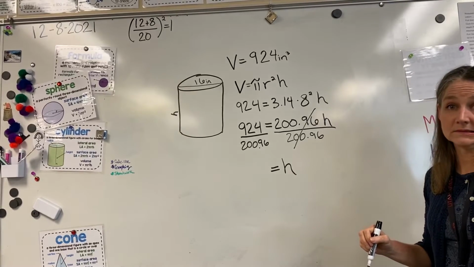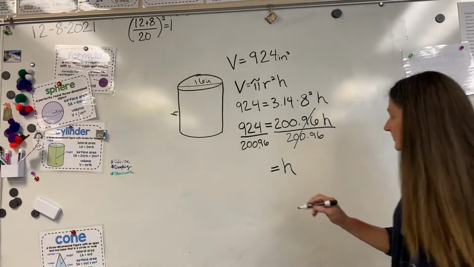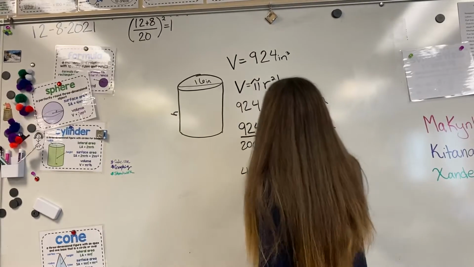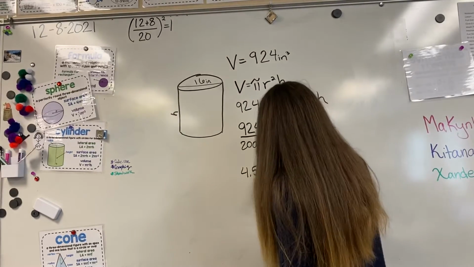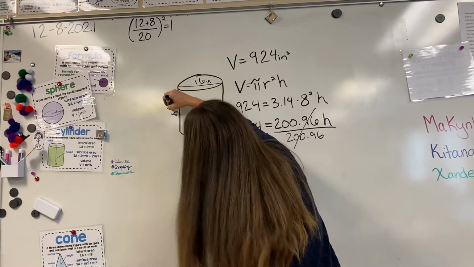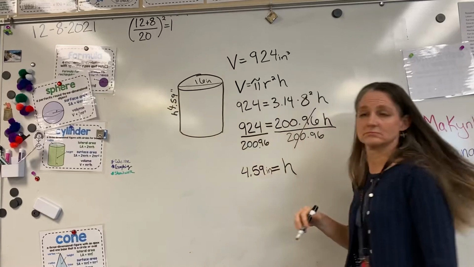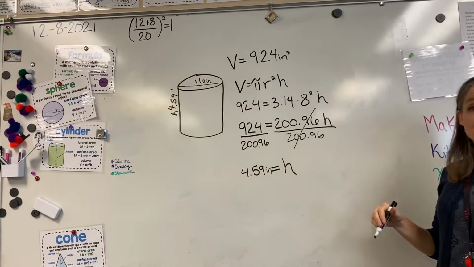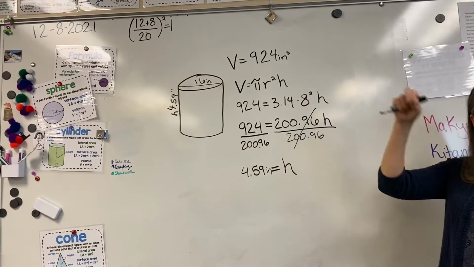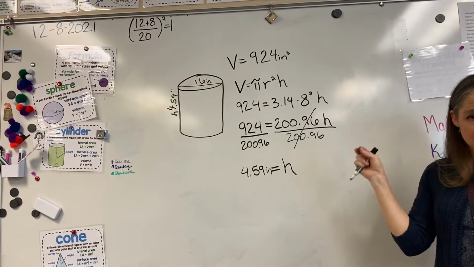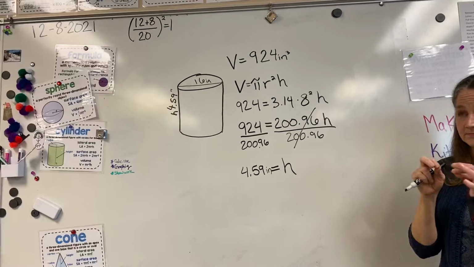Braddock. It says 4.59. 4.59 what? I started with inches, so it's inches. So my height is 4.59 inches. Cubed? Nope, because it's just the height, so you're just measuring it. Area is squared, volume is cubed. Length is just inches.